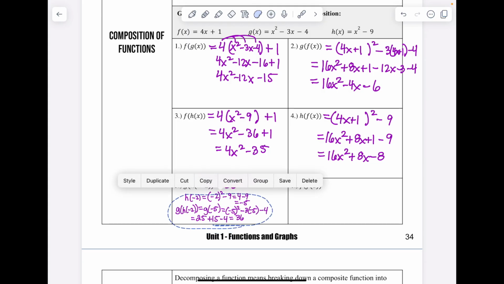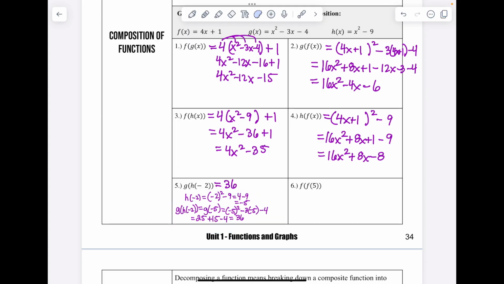All right, next one says f of f of 5. So first we'll figure out what f of 5 is, and then we'll have to insert that value back into the f function again. So function f says 4 times the input, which is 5, plus 1. So 4 times 5 is 20, plus 1 gives us 21.